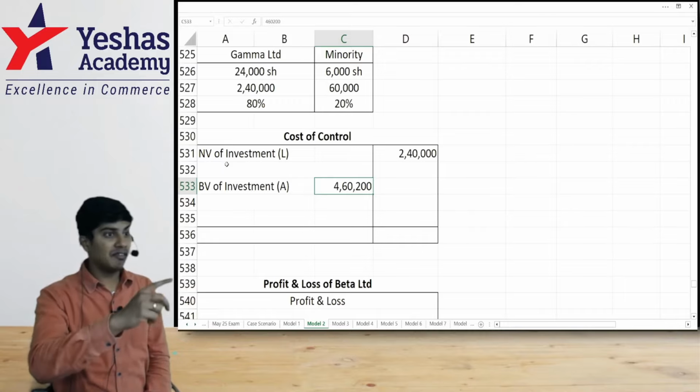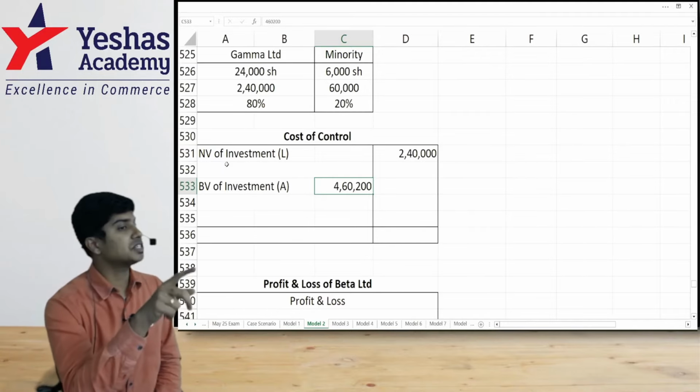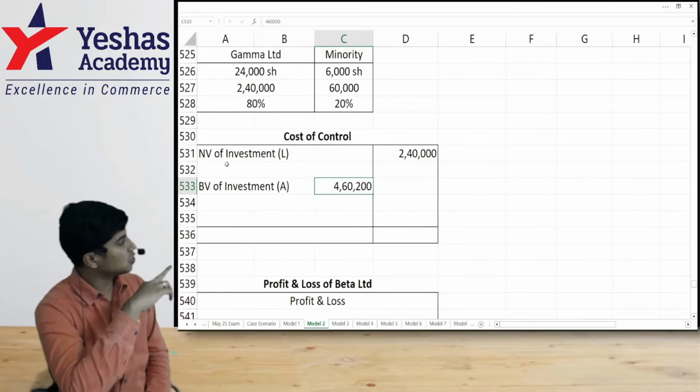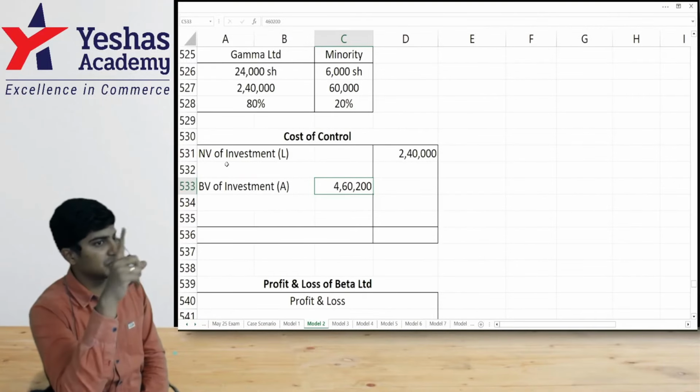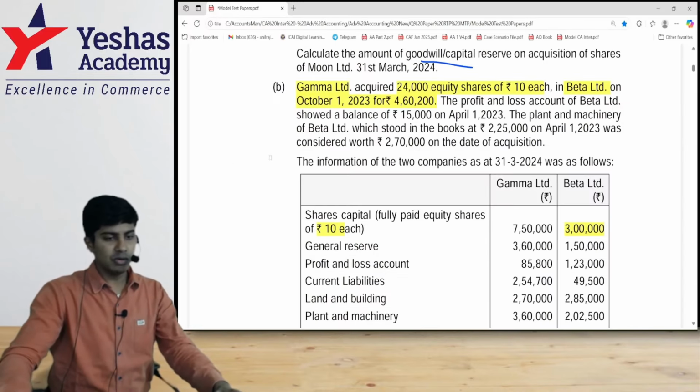Got it? But after the revaluation of the asset, further we do depreciation, no? Such depreciation we do will be post-acquisition. That has to be adjusted with our revenue reserves, which will straight away go to the balance sheet. Clear? Let's proceed. Read what's happened.